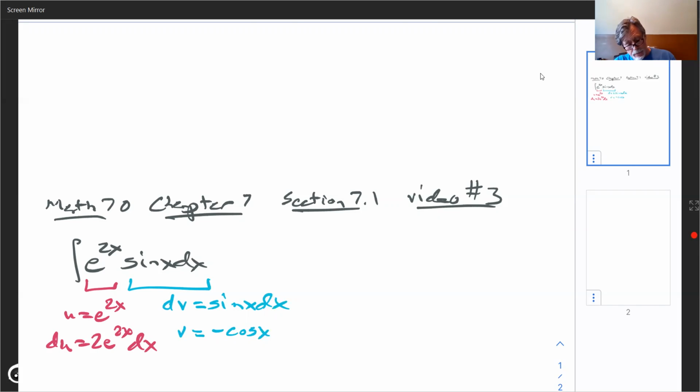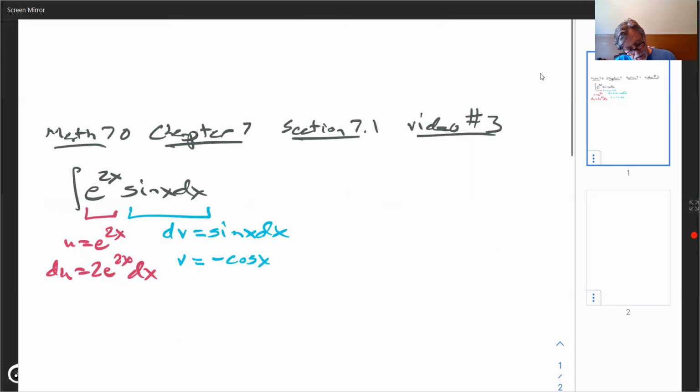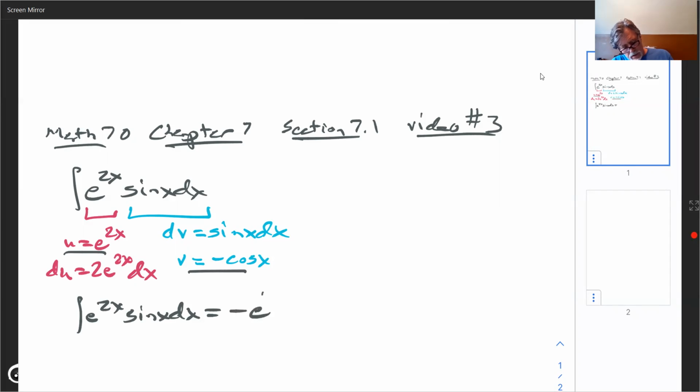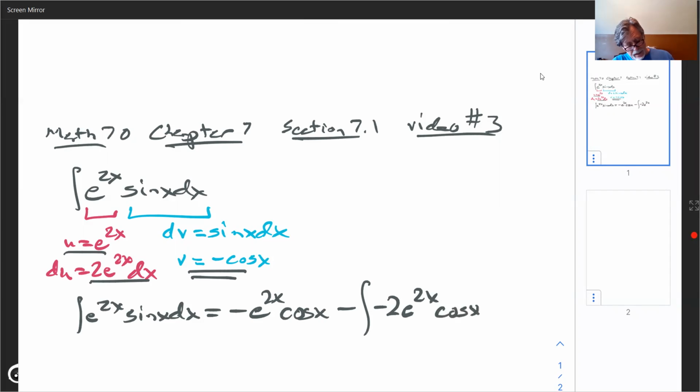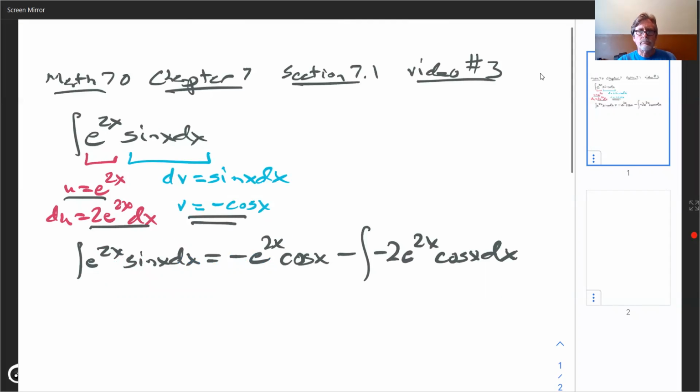What we're able to do now is rewrite this and say, okay, the integral we're trying to get is equal to u times v. So we're getting a negative e to the 2x cosine x, minus the integral of v times du. So it looks like we're getting a negative 2 e to the 2x cosine x dx, which I'll clean up a little bit, okay? So this is where we're at. We have a piece of it already. We still have an integral to deal with, so let's rewrite that.